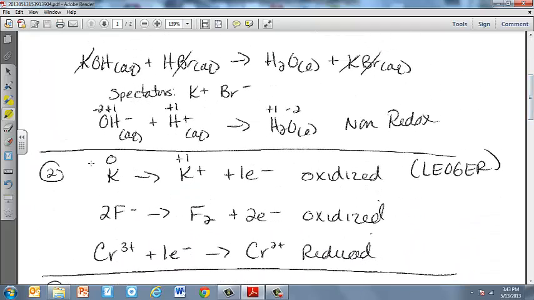Okay, number two, you had to use electrons to balance the half reactions and then determine if it was oxidized or reduced. So the very first one, you had to add one electron on the right hand side to get both sides equal to 0. Since electrons were lost, it was oxidized.